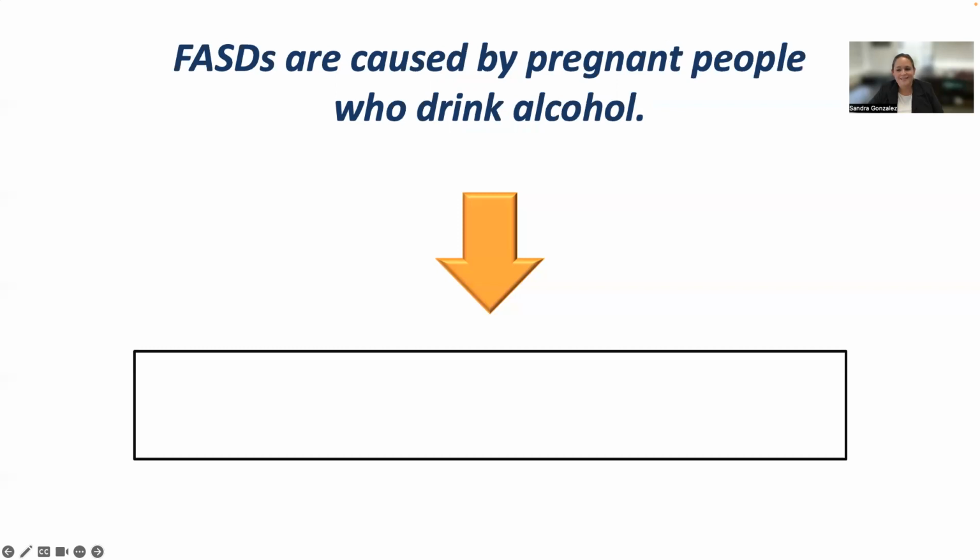We have one more. Let's think about how we might reformulate this phrase. FASDs are caused by pregnant people who drink alcohol. Once again, I want you to think about a way that you might turn this into a prevention message. Something like, FASDs are prevented by not drinking alcohol at any time during pregnancy. Or, FASDs can occur when a developing baby is exposed to alcohol before birth.